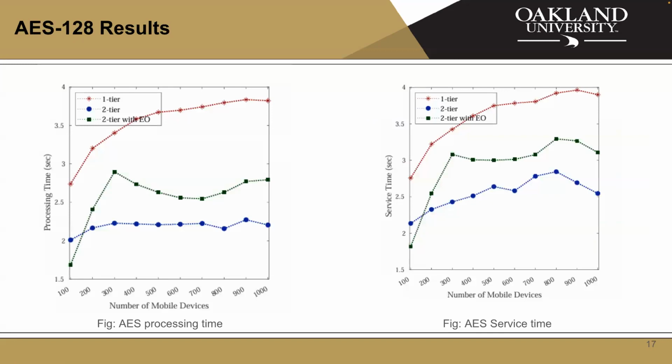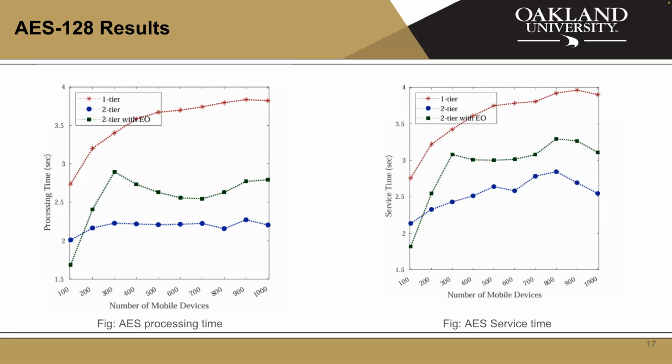So moving on to the results of the simulation. On this slide, we're starting out with our AES results. You can see the graphs produced by Edge Cloud Sim showing the processing times and servicing times for tasks in the simulation, as well as the number of devices when those times were recorded. In the graph legend, you can see that it says 1 tier, 2 tier, and 2 tier with Edge Orchestrator.